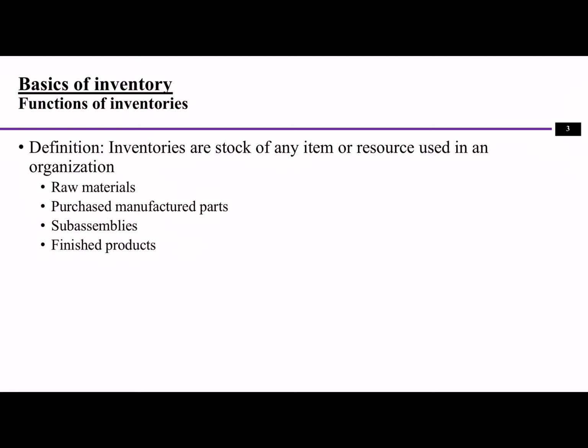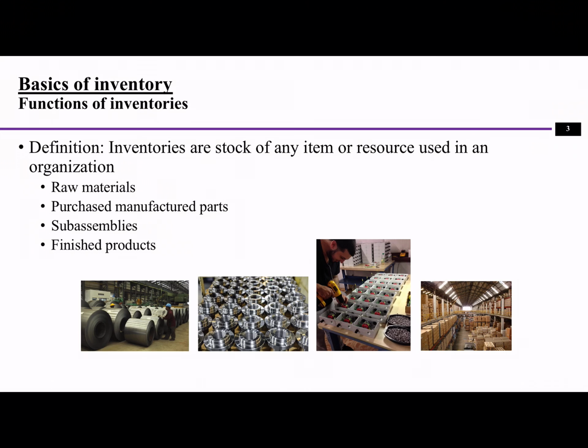Also, another type of inventory can be the finished products. Of course, once we finish, we can hold a certain amount of inventory so that when an order comes, we can immediately deliver the products. That will further reduce the lead time. So these are the different types of inventories people can hold on the shop floor.